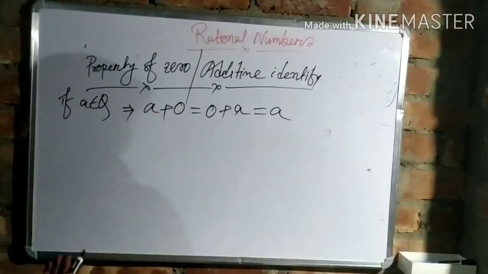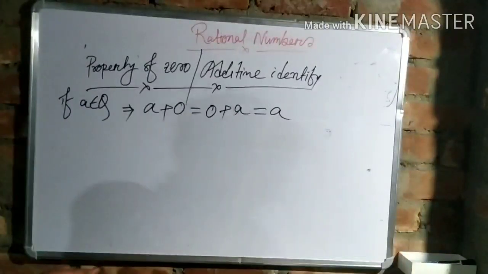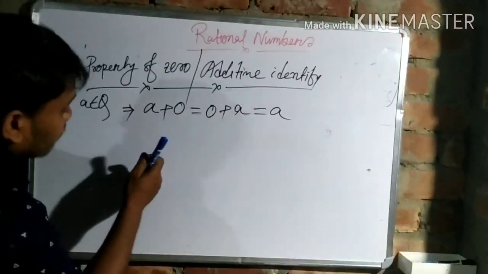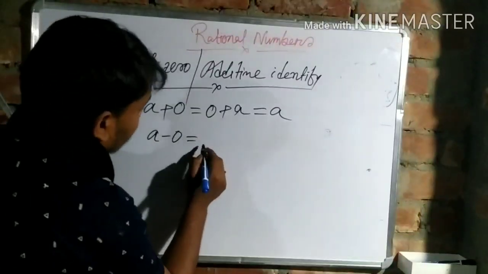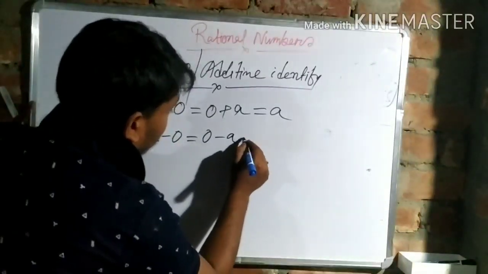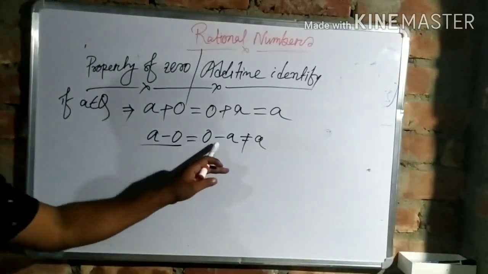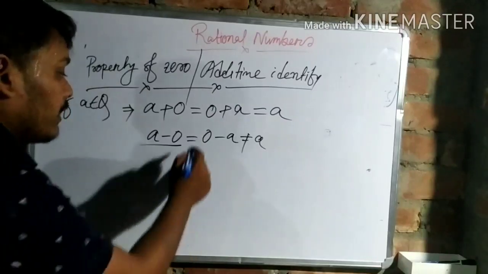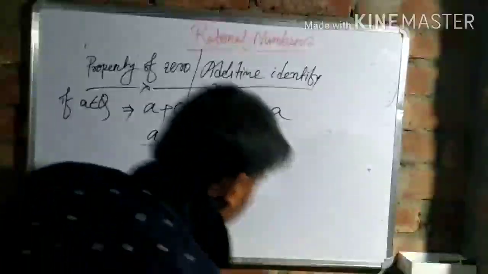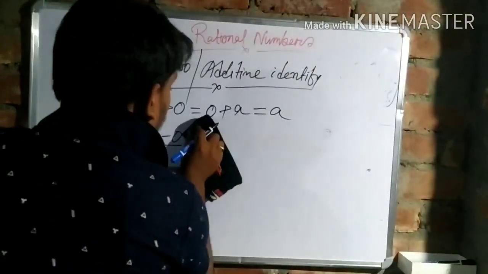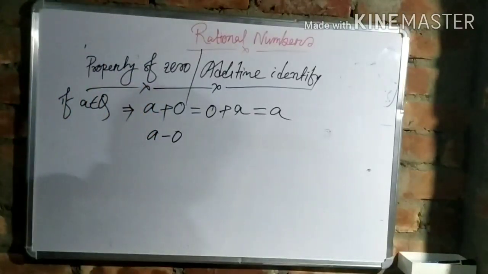So in case of subtraction, does it hold the property? No, because a minus 0 equals a, but 0 minus a does not equal a. Here also it does not. Okay, so subtraction has no identity element.